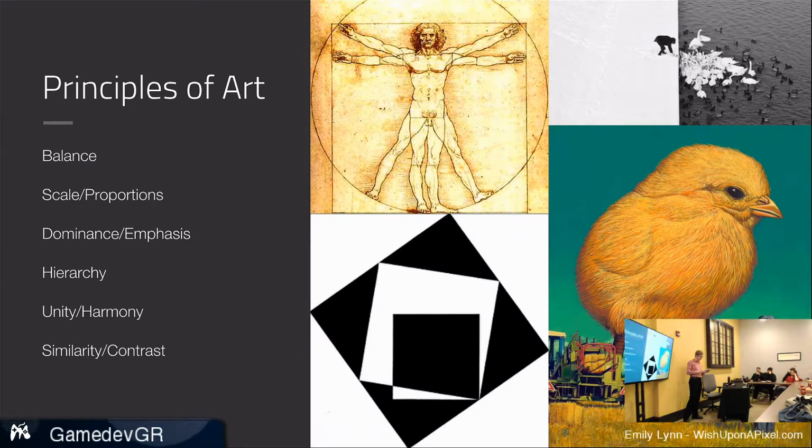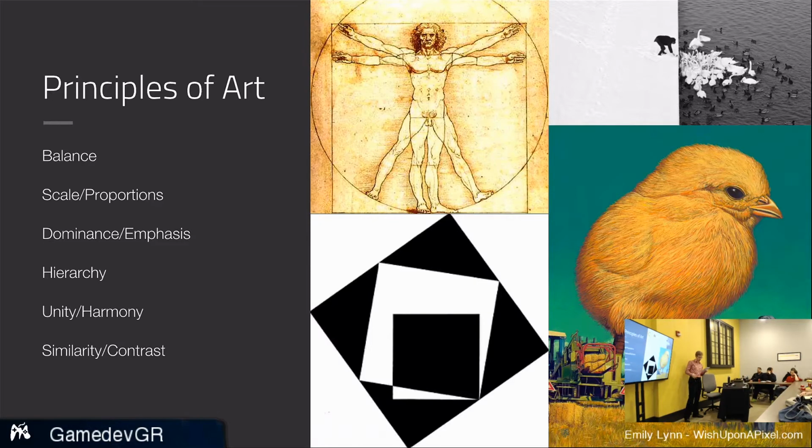Scale and proportion is using relative size against each other to create a focal point. So this little chick right over here is way too big, but because of that, you can see the proportions against this guy, which we know is about our size. So we know that that chick is way too big. Next we have dominance and emphasis, which is created by contrasting size, color, positioning, style, or shape. So this uses a lot of that. And then the focal point should dominate the design.